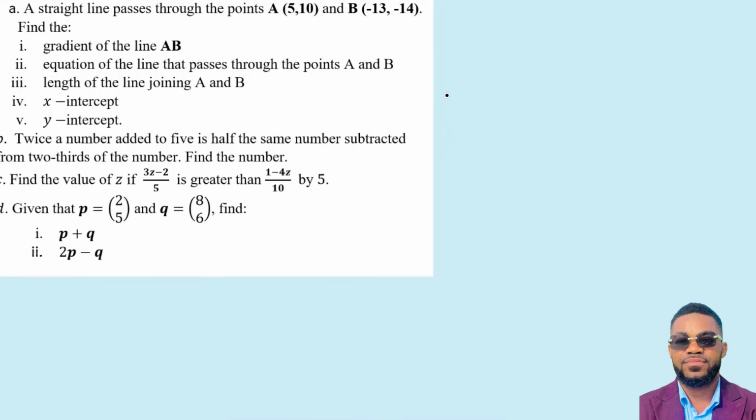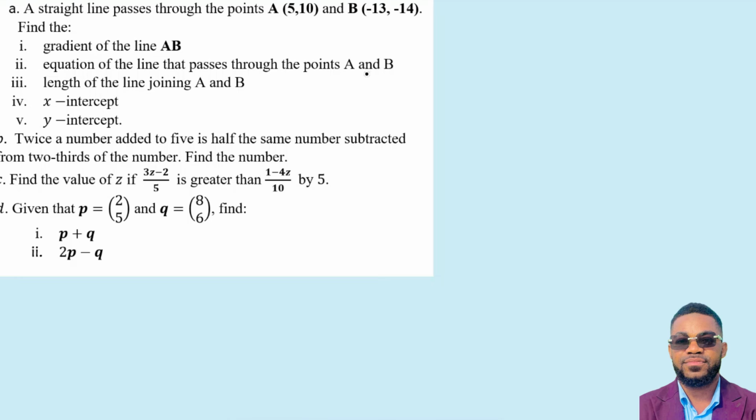Now let's answer these questions as we prepare for the BECE. The first question is a straight line. That is question 1A. A straight line passes through the points A with coordinates (5, 10) and B with coordinates (-13, -14). We have to find (i) the gradient of the line, (ii) the equation of the line which passes through the points, and (iii) the length of the line joining the points A and B.